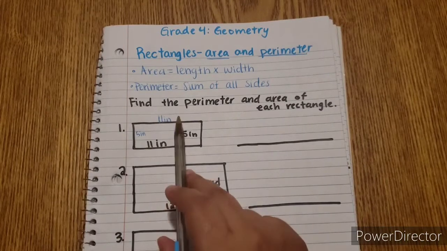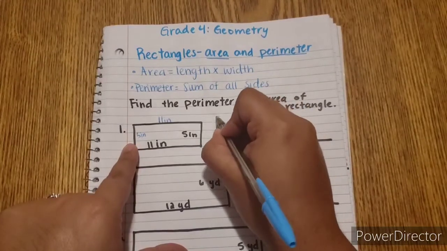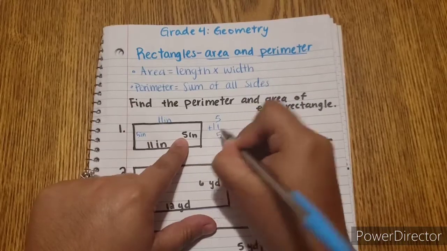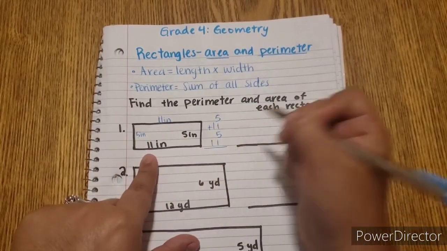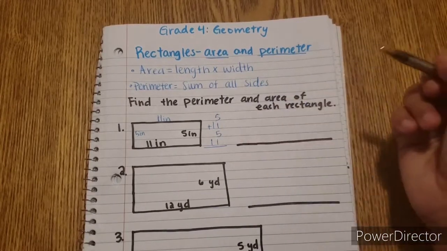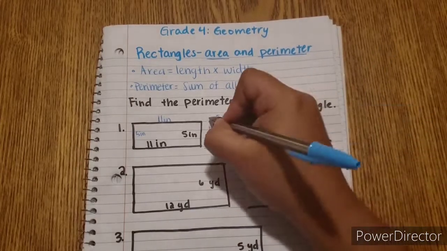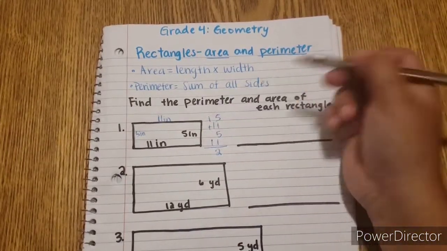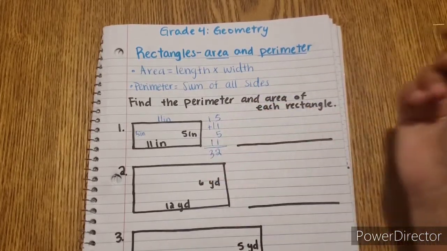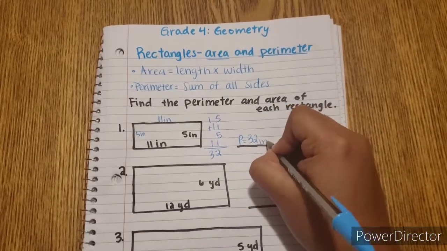So first we're going to have to add all these sides. So we have 5 plus 11 plus 5 and plus 11. So let's go ahead and add that. We have 5, 6, plus 5, that's 11, plus 1, that's 12. So we have 2 and 1, 12. So now let's add this side. So we have 1, 2, 3. So we have 32. So perimeter equals 32 inches.